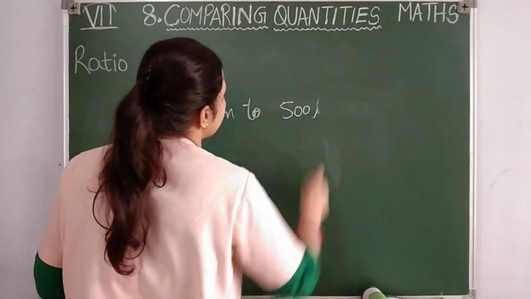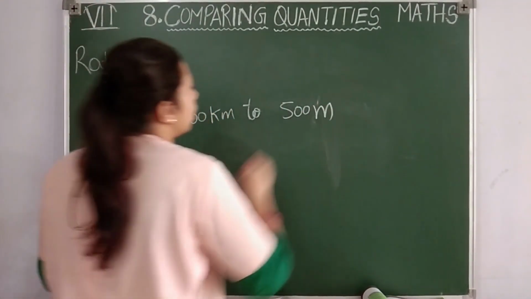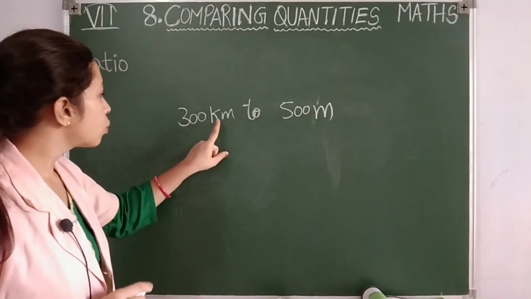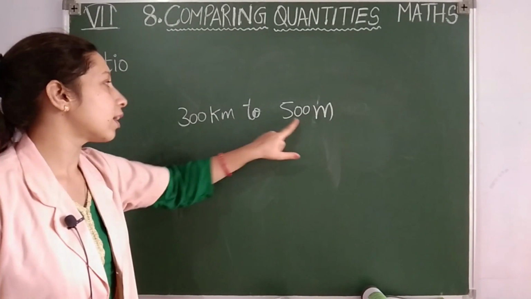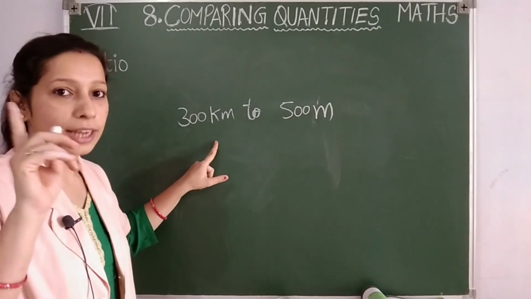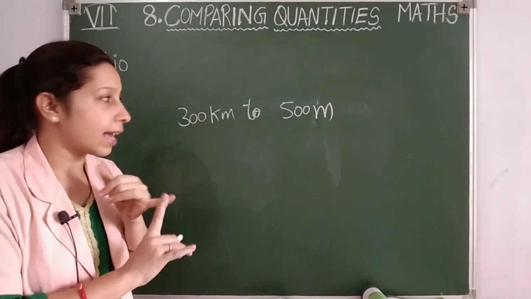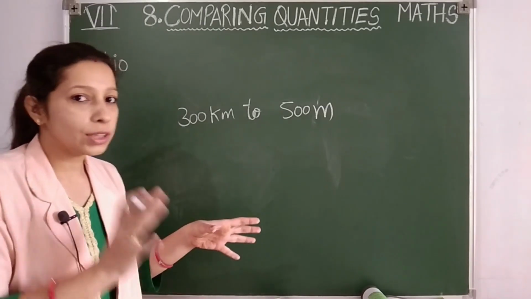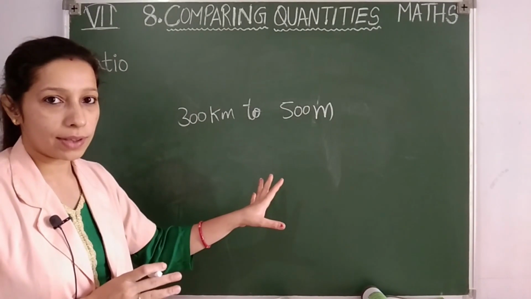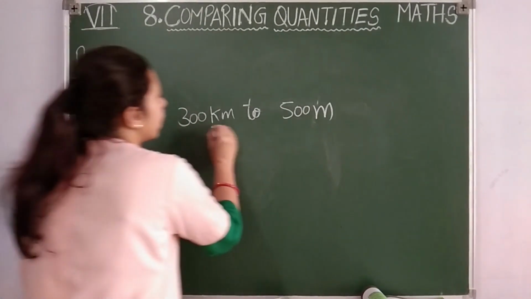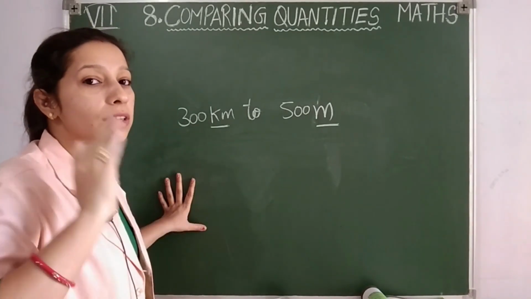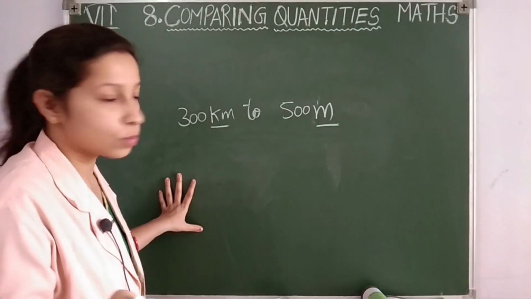Suppose here it is given like this. You have to compare 300 kilometers to 500 meters. Students, the kind is the same, isn't it? We have to compare length. So ratio, the first necessity is that the quantity which you are comparing should be the same. So here it is the same length only we are comparing, but the units are different. Here kilometer, here meter. So your next step should be to convert the greater unit into the smaller unit.